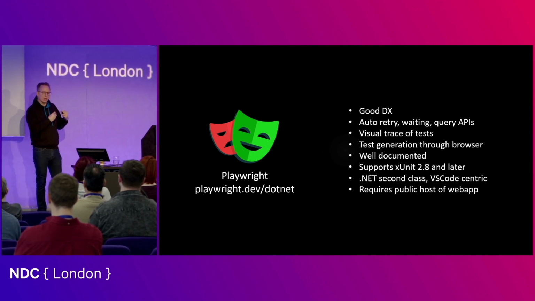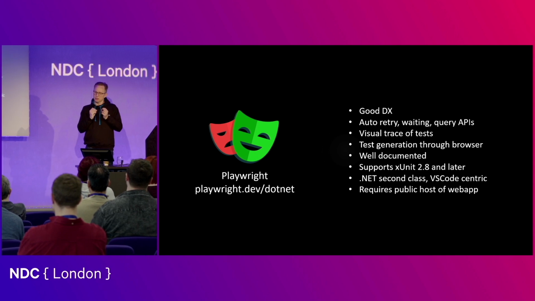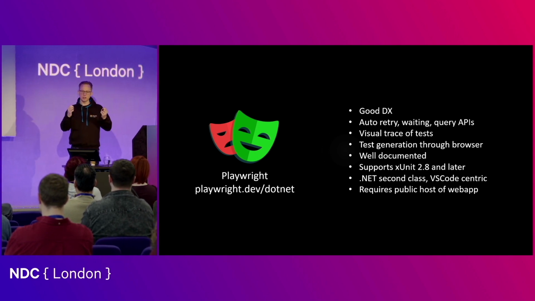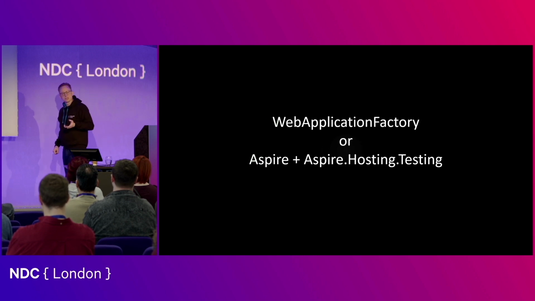And one thing you might have to be aware of is that, compared to maybe doing API testing or other things, you have to actually have your web app running on a public port on an IP address that the browser can get to. That's not something Playwright comes with, but luckily we have a few options in .NET already.